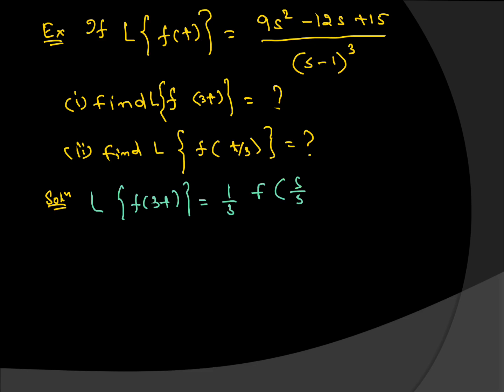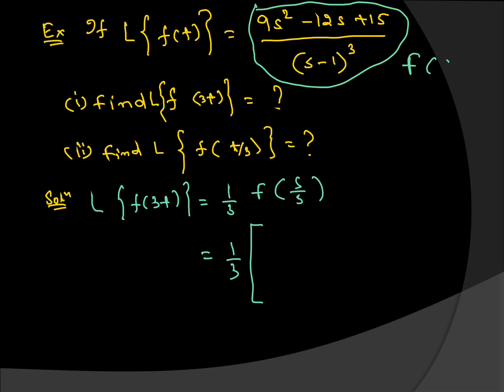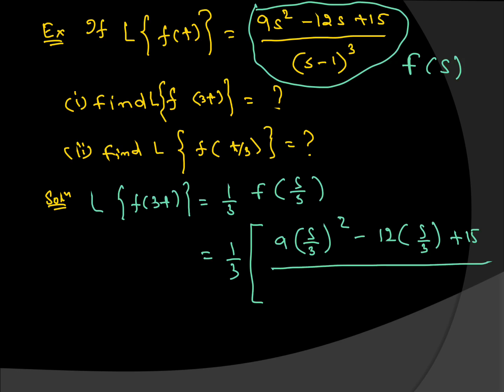So finally we will get 1 by 3 into F of s, where 9s square is this term, F of s. So here in all s terms we will divide by 3: 9 into s by 3 whole square minus 12 into s by 3 plus 15 divided by s by 3 minus 1 whole cube. If you solve this one, you will get your answer.